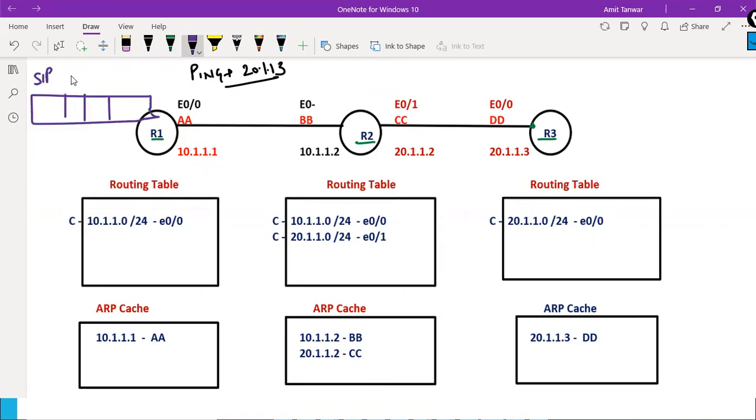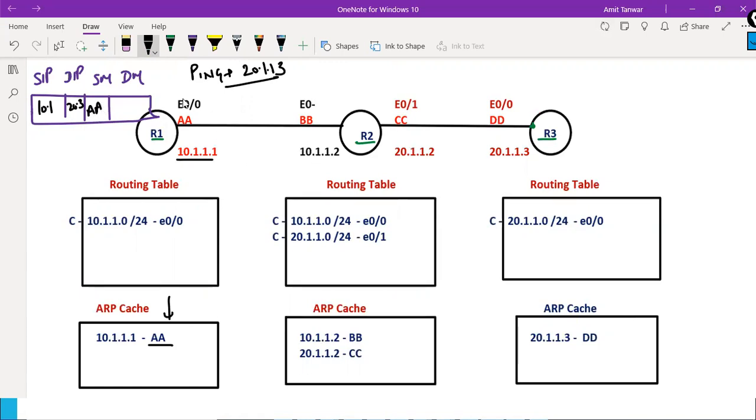So source IP, destination IP, source MAC, destination MAC. What is the source IP? It will be 10.1.1.1. What is the destination IP? 20.1.1.3. What about the source MAC? We'll check in its ARP cache. In the ARP cache, do we have an entry? Yes, it's there. That is A.